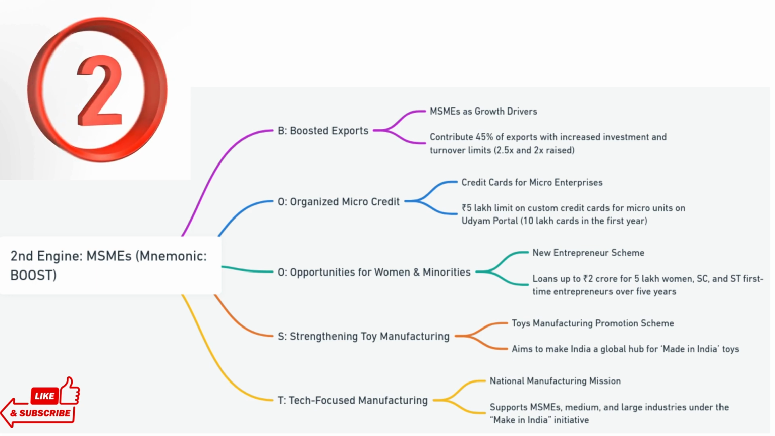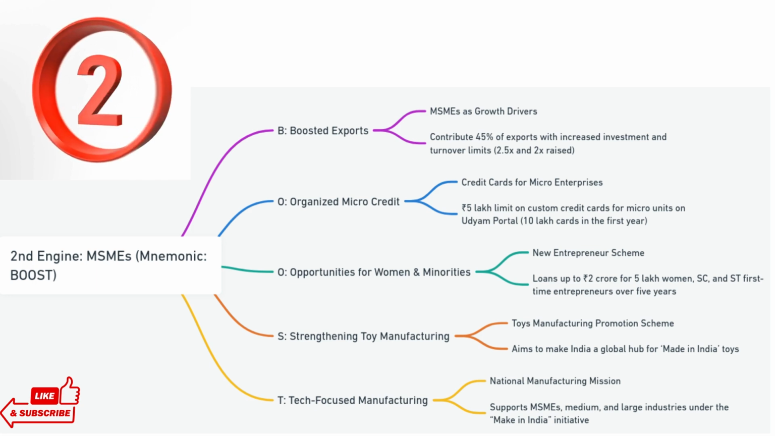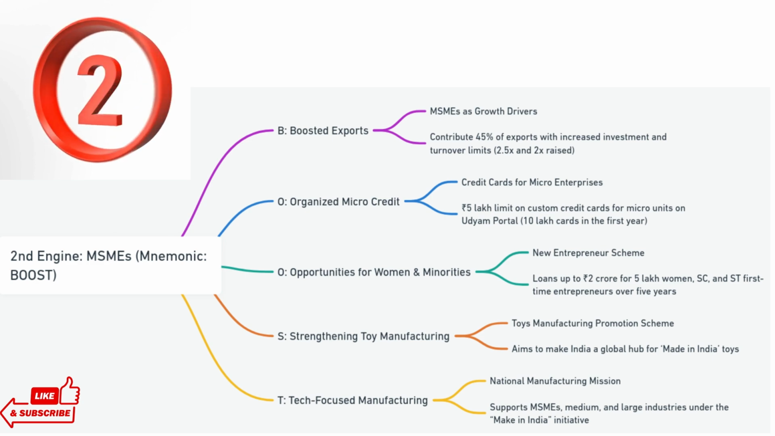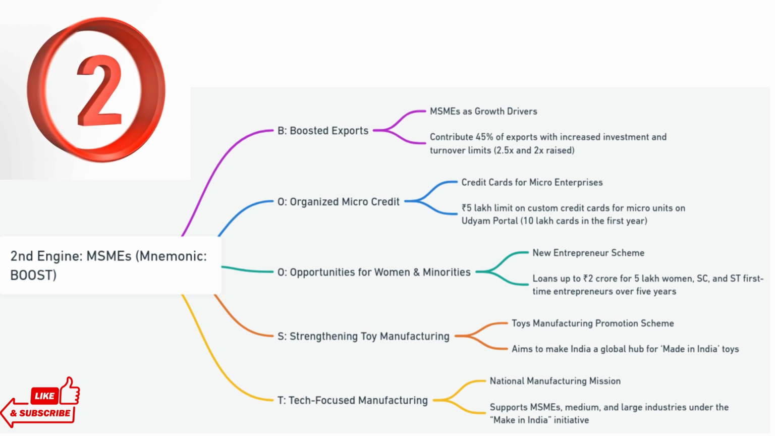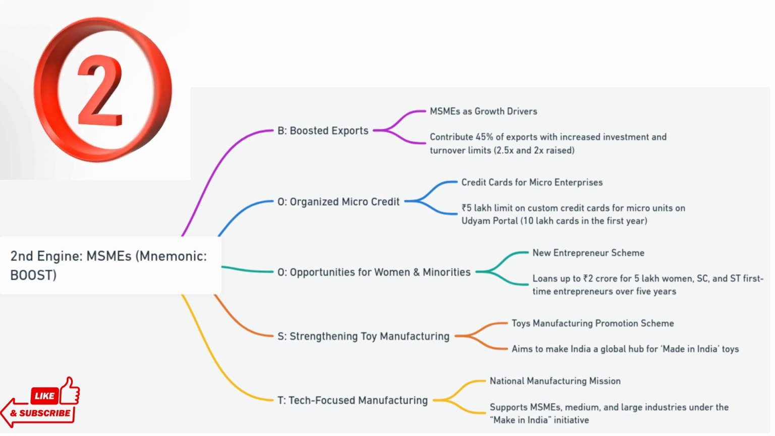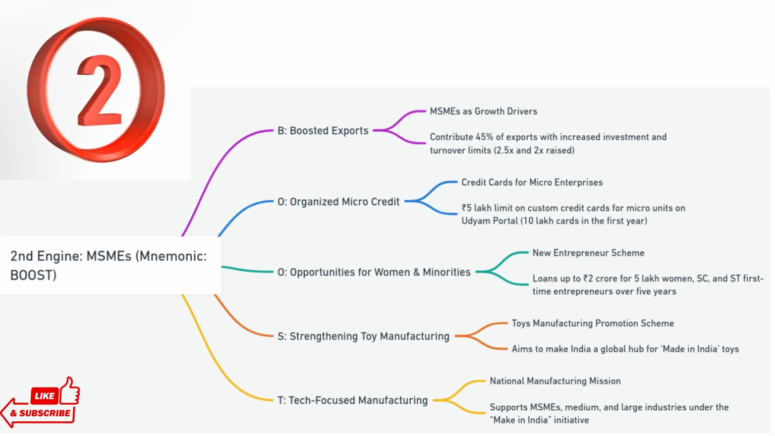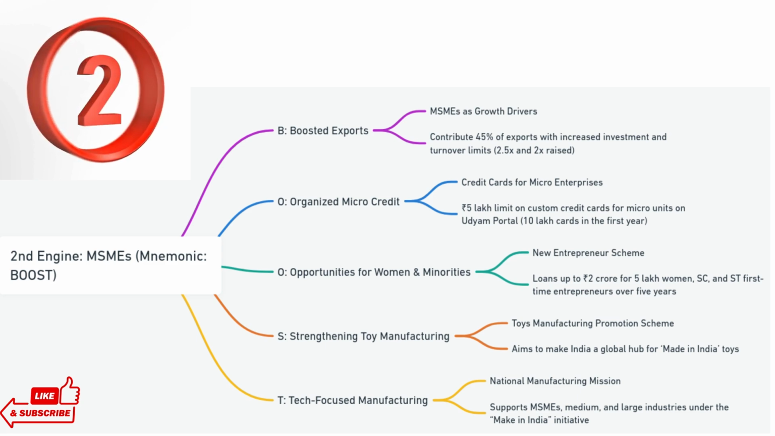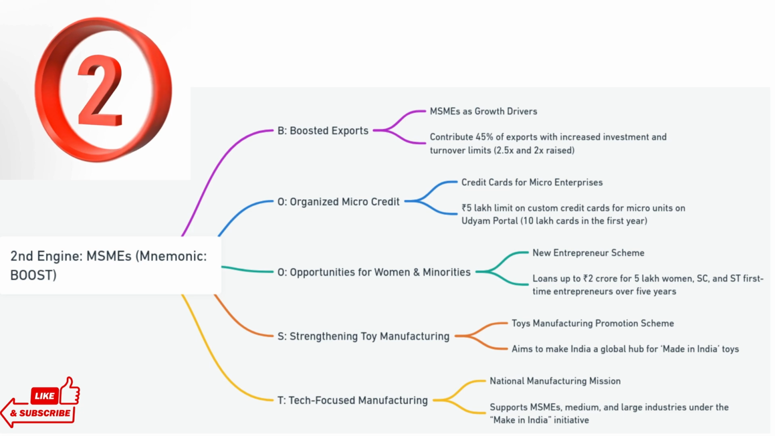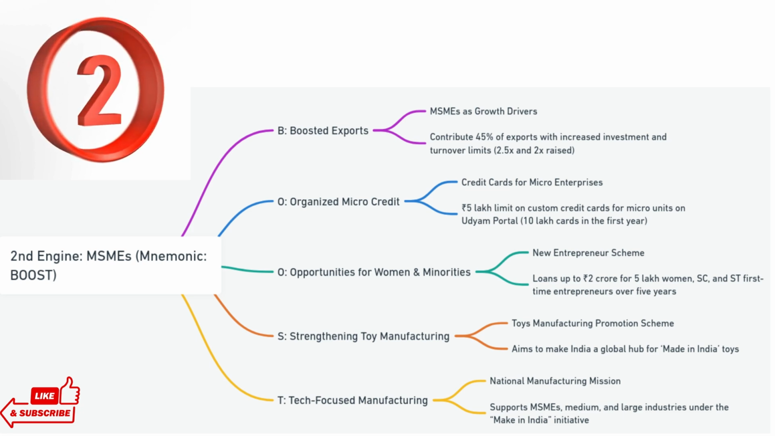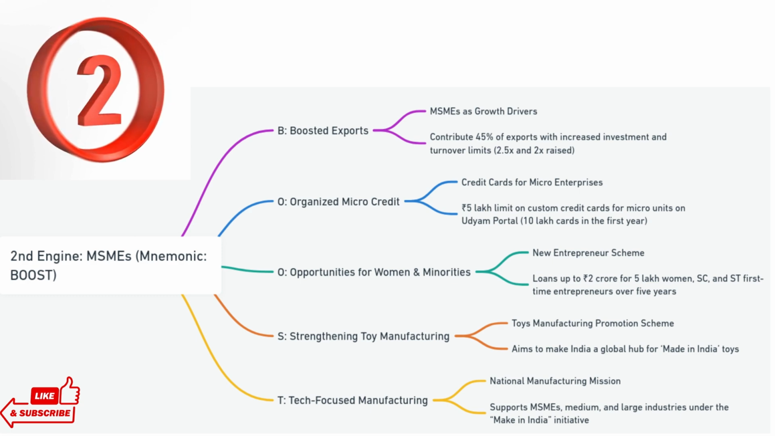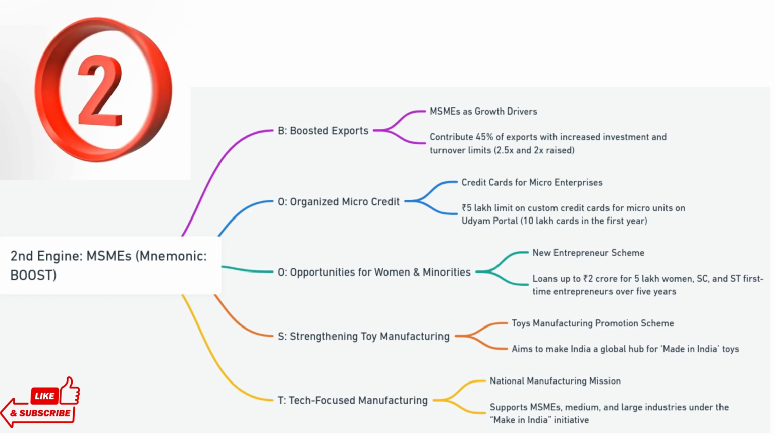Let's break it down. B. Boosted exports. MSMEs are already contributing 45% of India's exports. But this budget is about scaling them even further. The government is raising investment and turnover limits by 2.5 times and 2 times respectively. Why? To help MSMEs tap into global markets and increase their production capabilities. Exports grow, India grows. Simple.